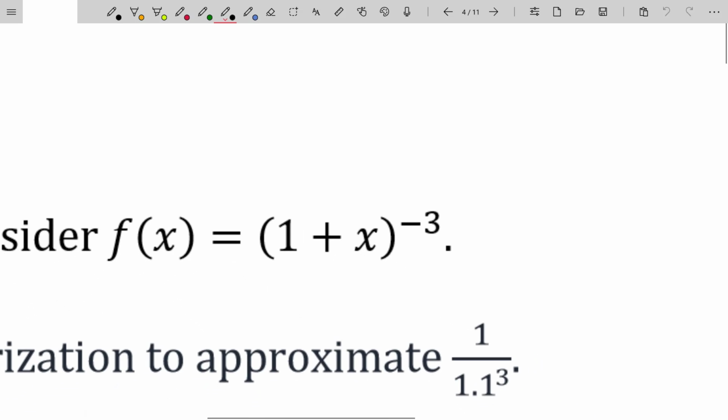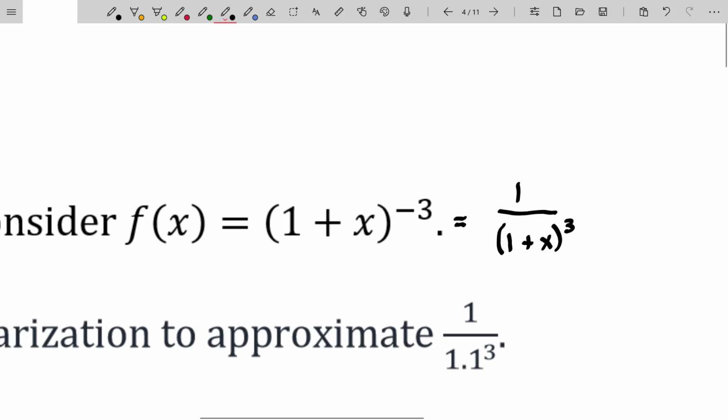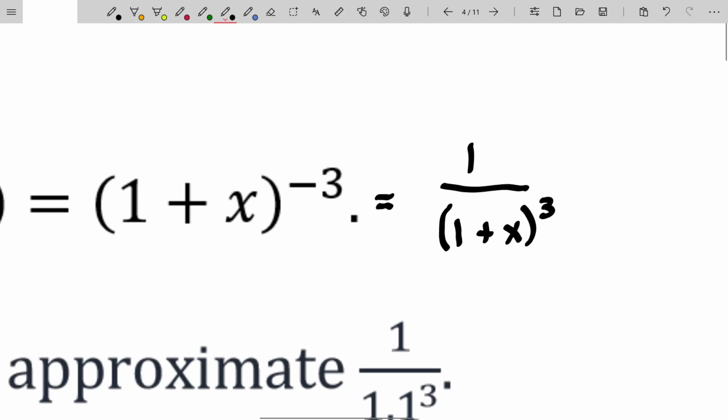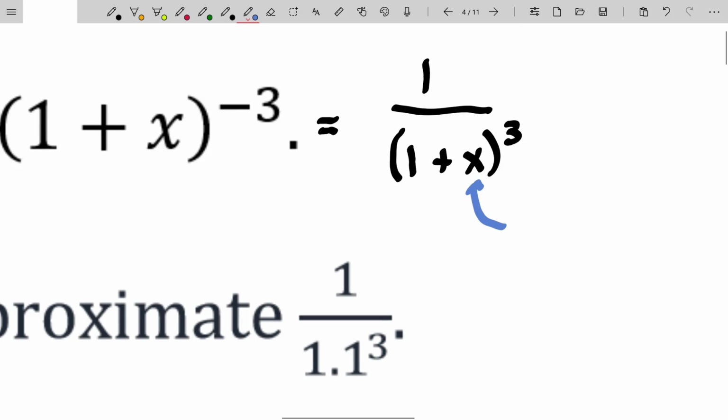If you notice, this function is 1 over the quantity 1 plus x, all to the third. These structures are very similar. So what I'm going to do is do a linear approximation to f, not at 1. This is what throws a lot of people off. A lot of people think, oh, you're going to do a linear approximation at 1 because, well, it's 1.1 and 1.1 is close to 1. Nope. What value of x would you plug in to this denominator here to get near to 1.1?